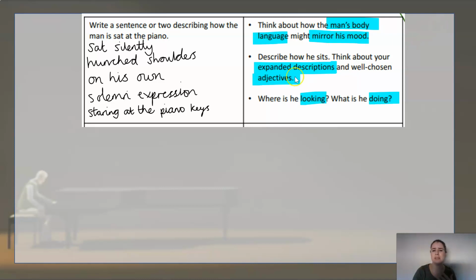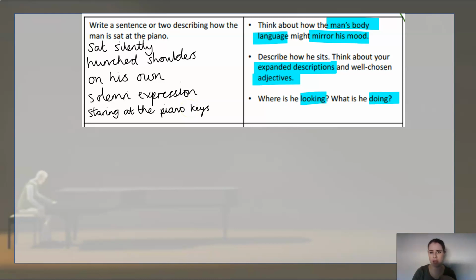I've also got some expanded descriptions and adjectives. We've got a solemn expression. Solemn is one of the words we looked at last week, where it's quite sad. We've also got melancholy. There's lots of different words that you can think of from your adjective banks that you did this week. And then I've got here, what is he looking at and doing? He's staring at the piano keys, and I know he's going to then start playing the piano.